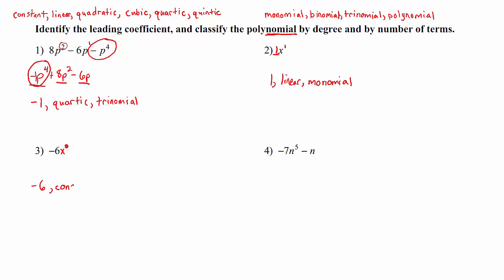We also in math and science use the word constant whenever we have just a normal number. So that's another way to remember it, possibly. And there's only one term, so this is a monomial.